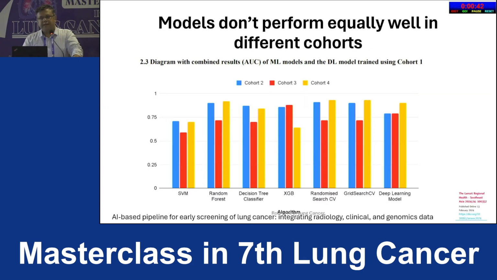Another problem is that the models don't perform equally well in all cohorts. One of the examples was EGFR that I mentioned in our cases. And this is also another paper which showed that they tried different models, and the 3 cohorts simply did not have similar performance in terms of accuracies, positive predictive value, and things like that.